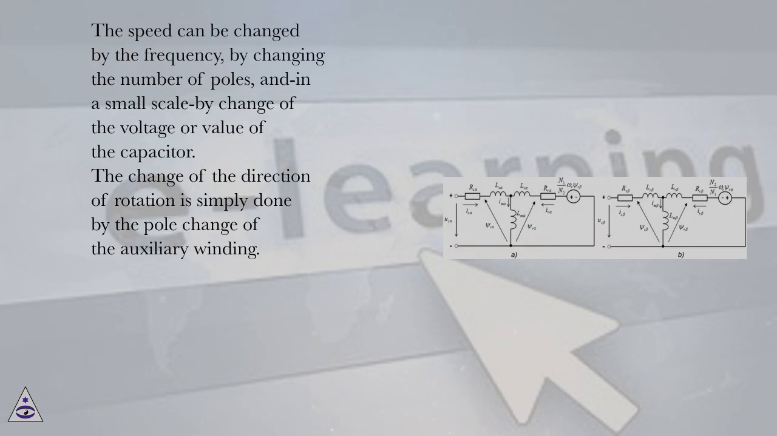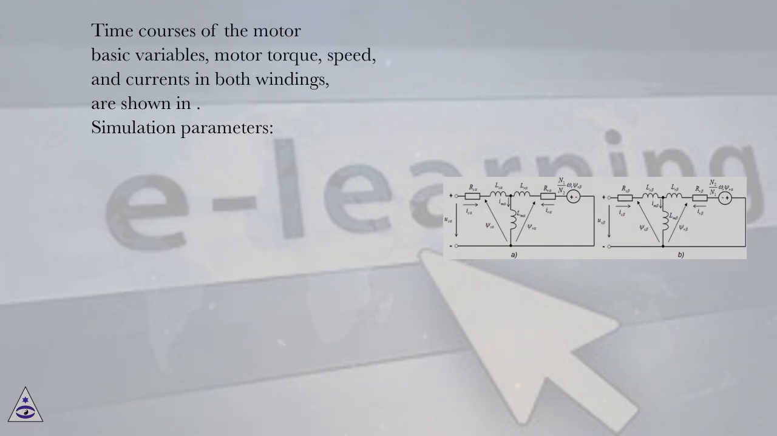The speed can be changed by the frequency, by changing the number of poles, and on a small scale by change of the voltage or value of the capacitor. The change of the direction of rotation is simply done by the pole change of the auxiliary winding. Time courses of the motor basic variables, motor torque, speed, and currents in both windings, are shown in simulation parameters.